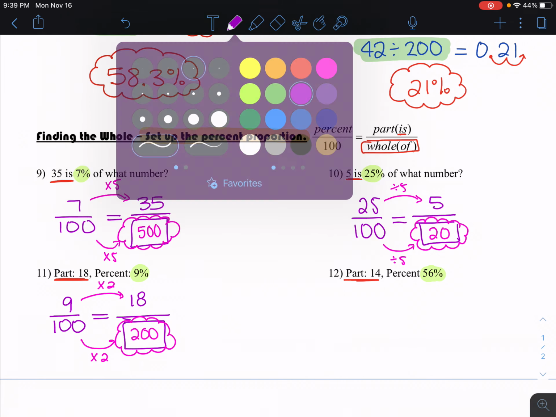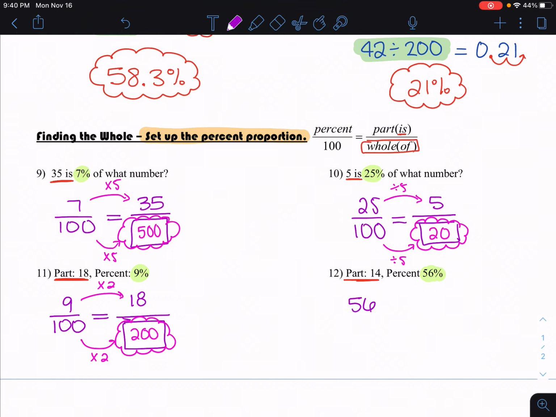Last one. 56% is going to be 56 over 100. My part is 14 and my empty box on the bottom. To get from 56 to 14, I'm going to divide by 4. So I'm going to do 100 divided by 4, and I get 25 in my box. Notice that we can scale forward and scale backward, and we are going to try and limit these values to ones that are in your chart or simple multiplication like 100 times 5, 100 times 2, etc. Okay? The division ones should typically be in your multiplication chart, so make sure you have that handy.